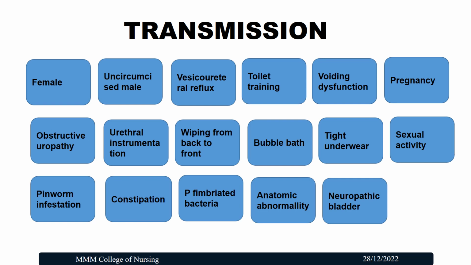Transmission, that is how it spreads, and who gets affected: females, uncircumcised males, vesico-ureteral reflux, toilet training, voiding dysfunction, pregnancy, obstructive uropathy, urethral instrumentation, any diagnostic procedures done, wiping from back to front during caregiving, bubble bath, tight underwear, sexual activity, pinworm infestation, constipation, fimbriated bacteria, anatomic abnormality, and neuropathic bladder.